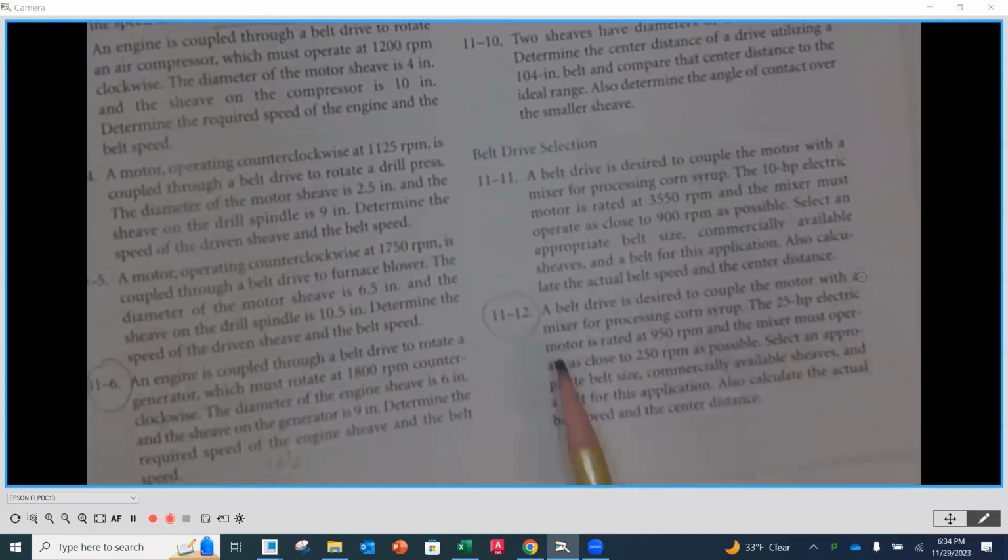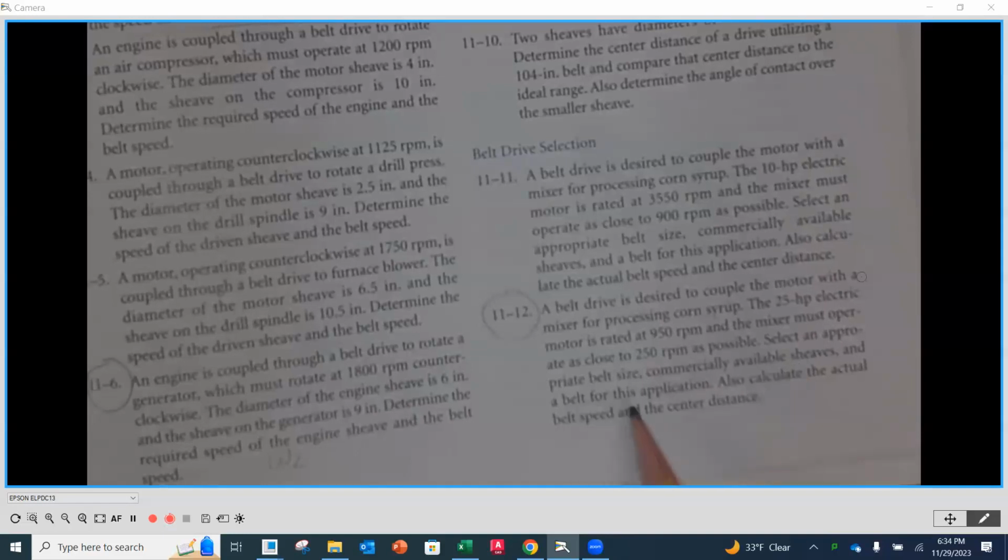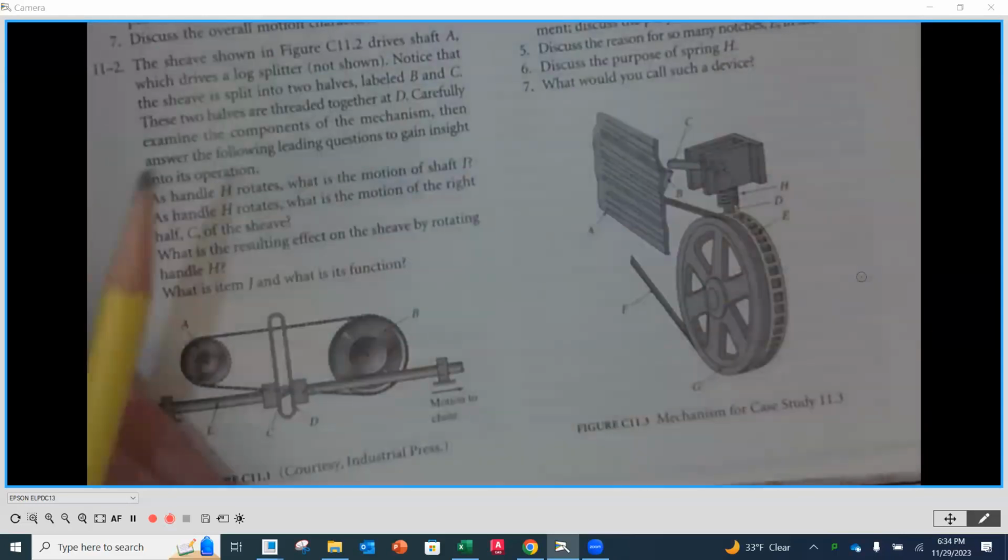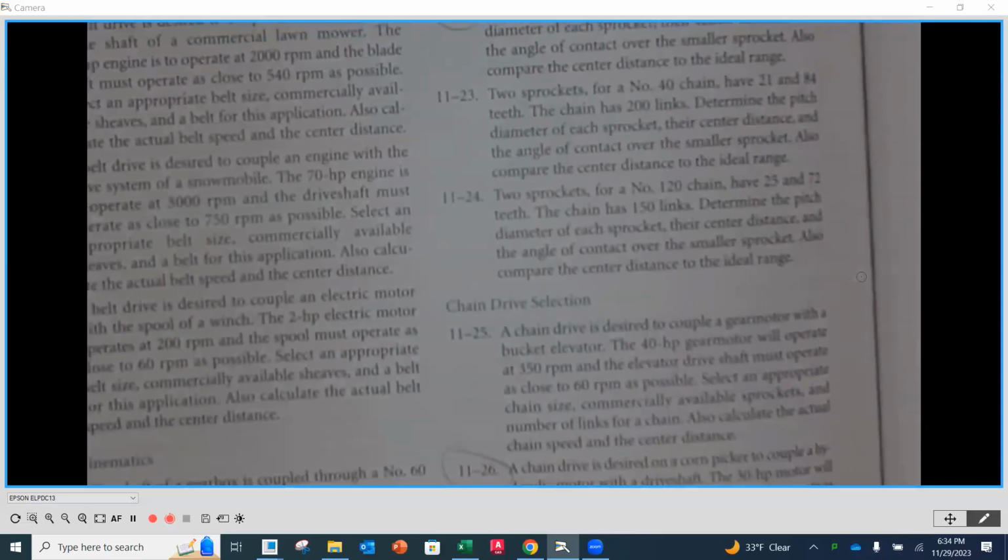And then the next one that we have, belt drive selection, is going to be like the very last example problem that we did, where you're going to select an appropriate belt size, commercially available sheaves, and a belt for this application, and also calculate the actual belt speed, VB, and the center distance. Okay, so that's like that last example problem that we did. And then those are the problems for the belts.